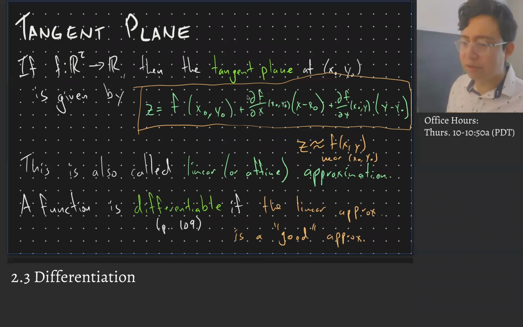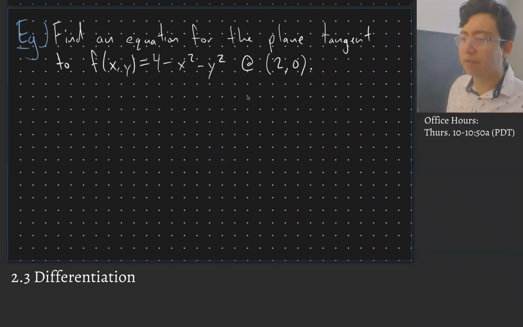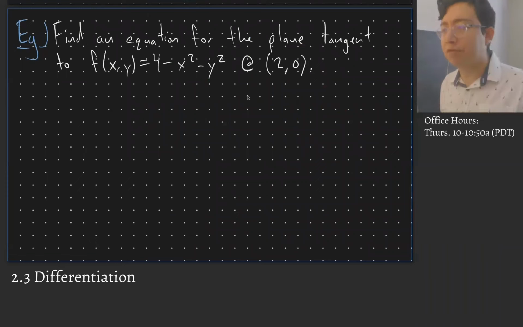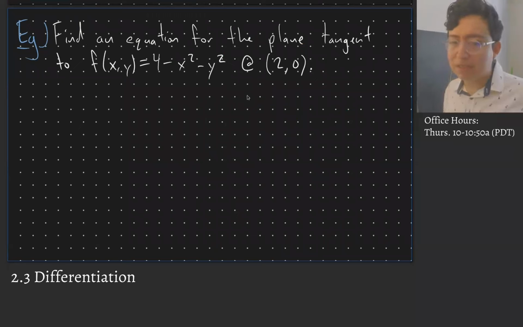But first, let's just compute a tangent plane to get comfortable with that. So here we have a function, f of x, y equals 4 minus x squared minus y squared. And we're looking at the tangent plane at (2, 0). If we double check, we plug in (2, 0), the z value is going to be 0 as well. So technically we're looking at the point (2, 0, 0), and we're looking at the tangent plane at that point.